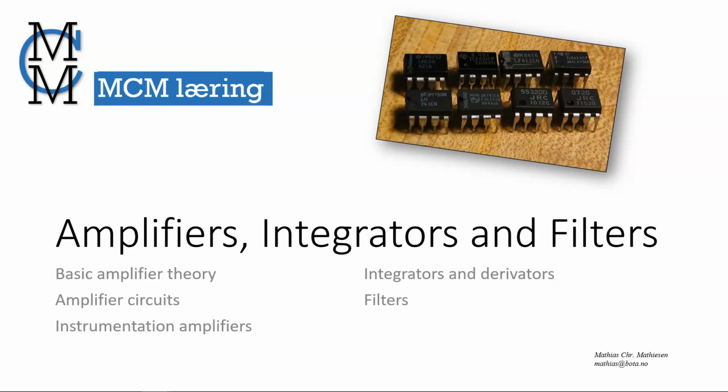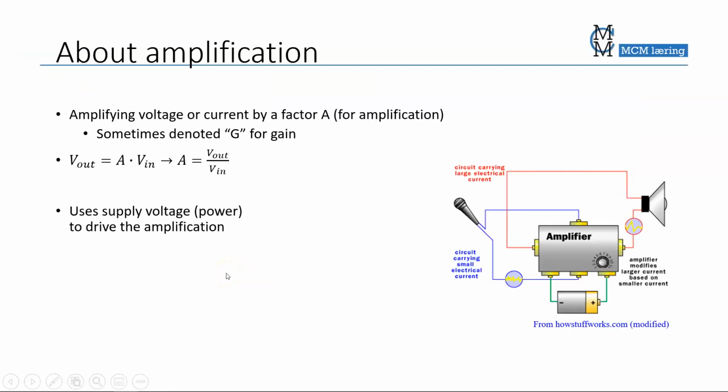Amplifiers, integrators and filters. And this first film is about the basic amplifier theory. So what are amplifiers? Amplifiers are circuits that amplify a signal. That means that it makes it stronger. And so you have a weak signal like that one here, and you want it to become a strong signal, for example, a speaker. And in order to get that, you need power from somewhere.